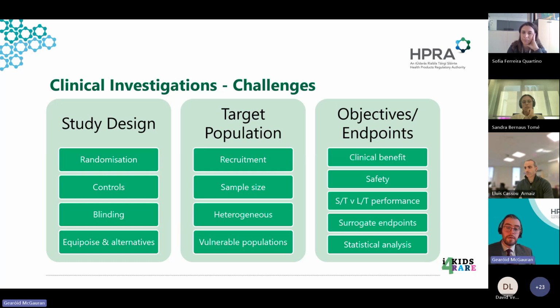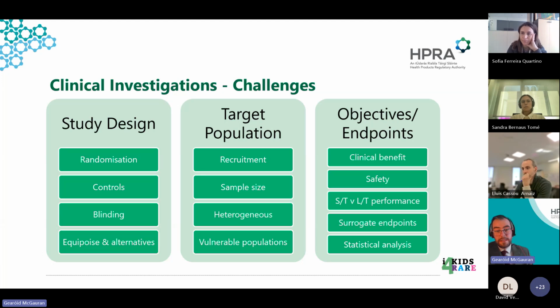When sampling from a small population, recruiting enough patients can be challenging. If the inclusion criteria are too narrow, this will lead to very slow recruitment. But if too broad, the group can be very heterogeneous, which could compromise the data robustness.